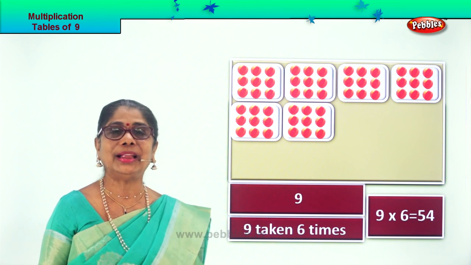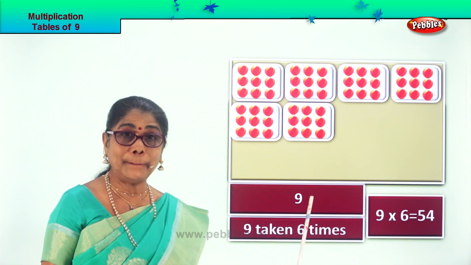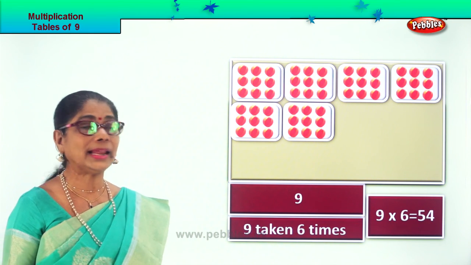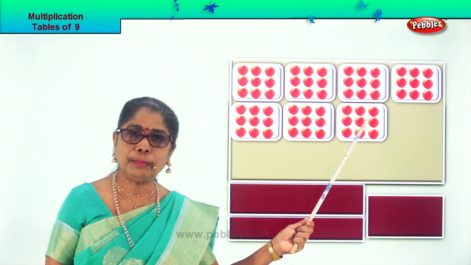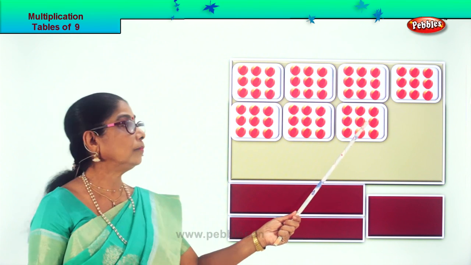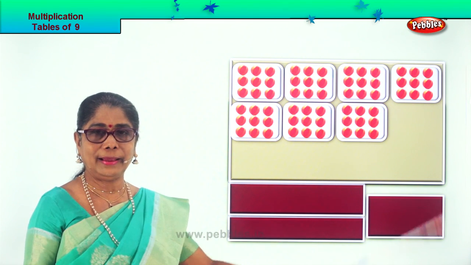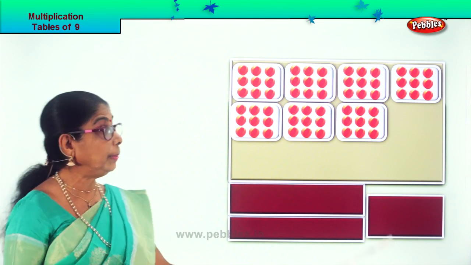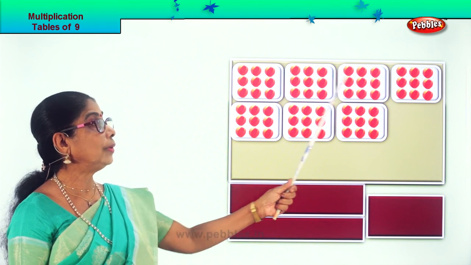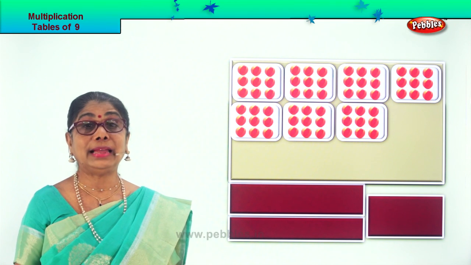54. Good. So 9 into 6 is 54. We are building 9 times table. Let's take another box of 9 colorful balls and put it over here. 1, 2, 3, 4, 5, 6, 7, 8, 9. We are building 9 times table and now we have 7 boxes. 1, 2, 3, 4, 5, 6 and 7. There are 7 boxes of 9 balls.